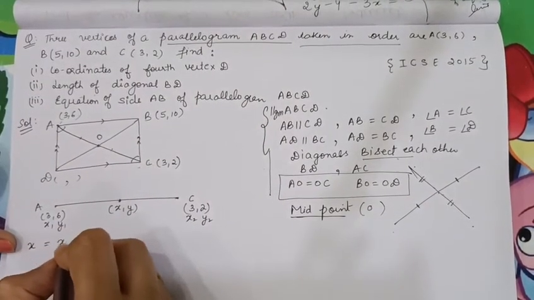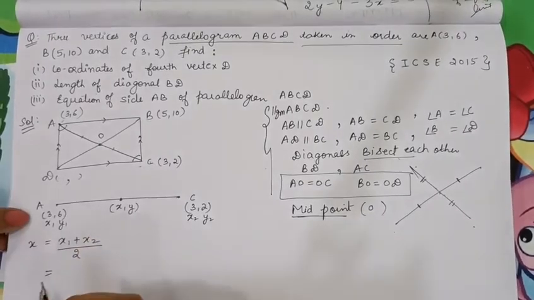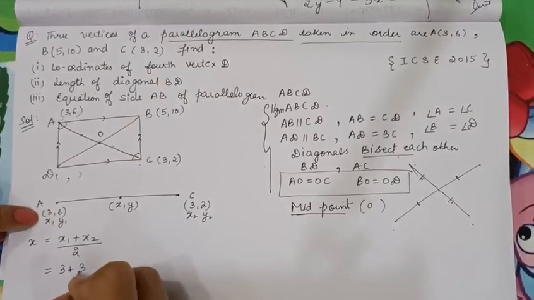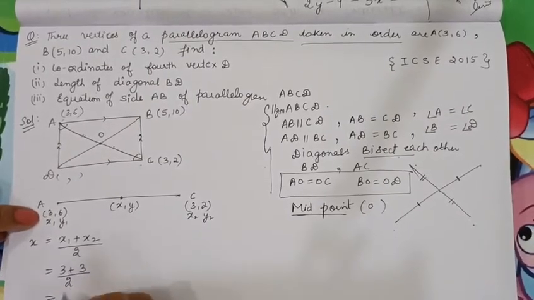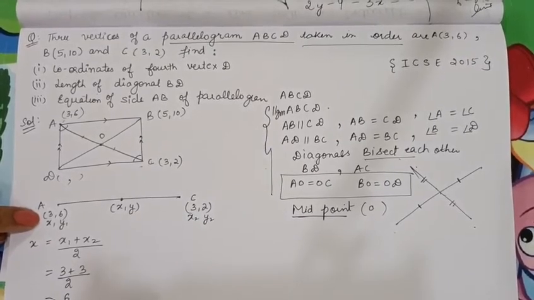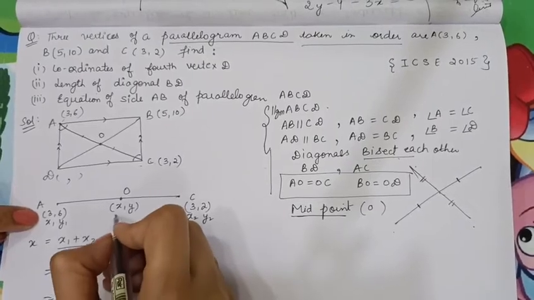X is equal to (X1 plus X2) upon 2. So I have already written here X1 is 3, X2 is also 3. So 3 plus 3, 6 by 2, which is again equal to 3. So we have found the value of X as 3.